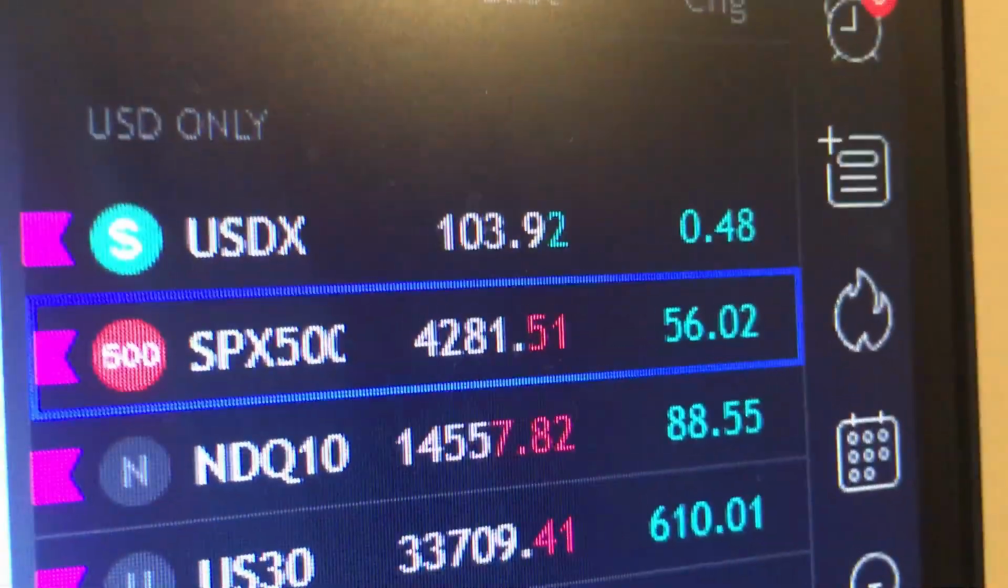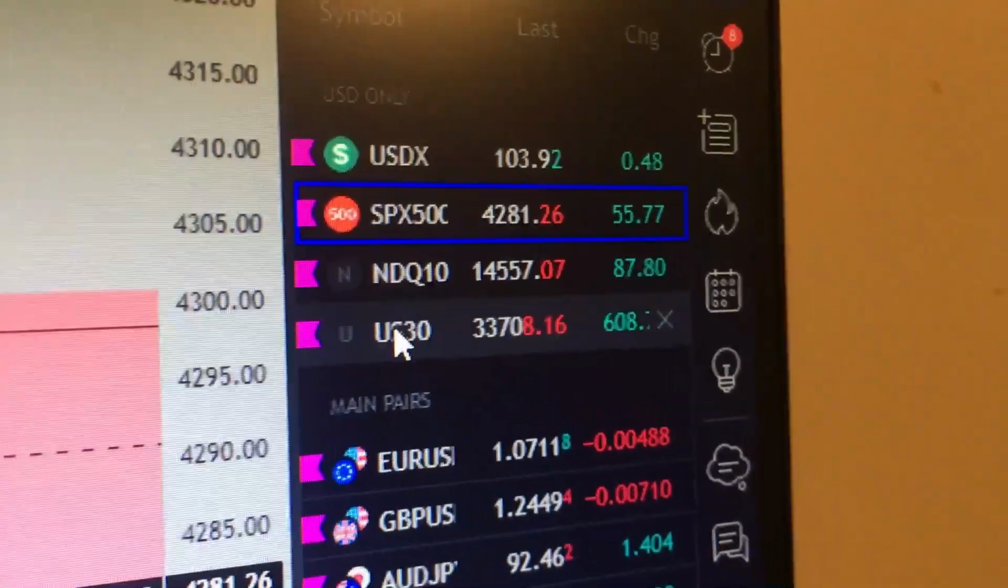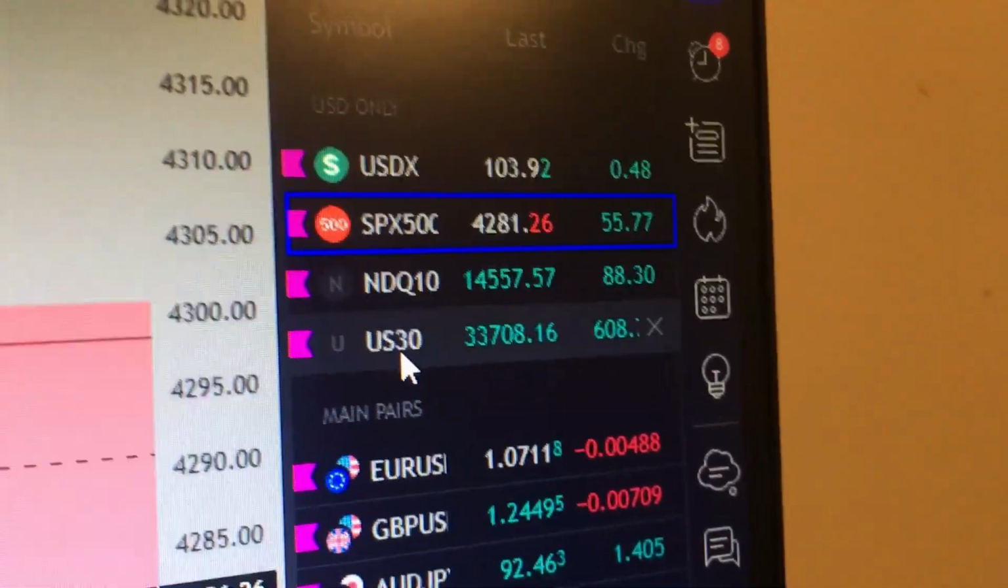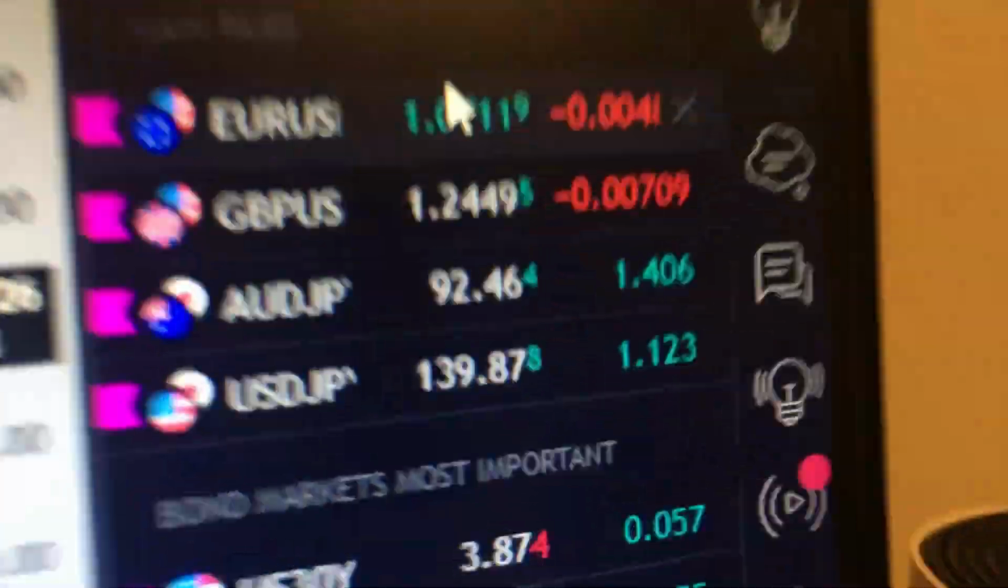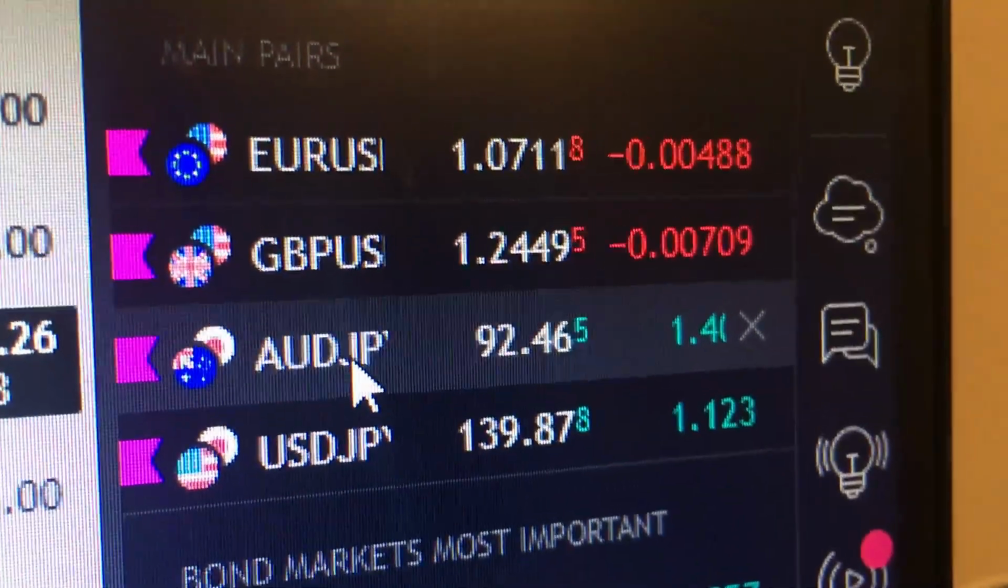These are the main US pairs we're gonna be trading only. I'm not gonna be trading NQ, or actually I will, but these are probably the only two I'll be trading. US 30 is just there, just to be there. And then these are the main pairs I'll trade for Forex: the EURUSD, GU, AJ, and then UJ.